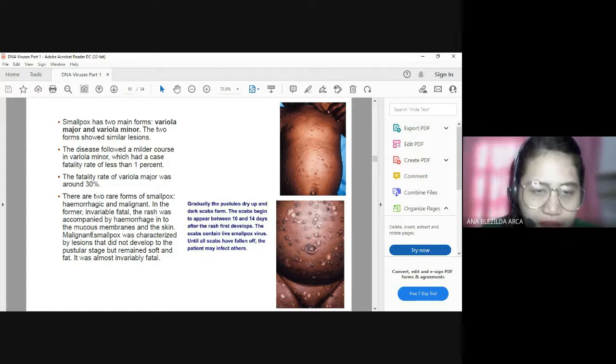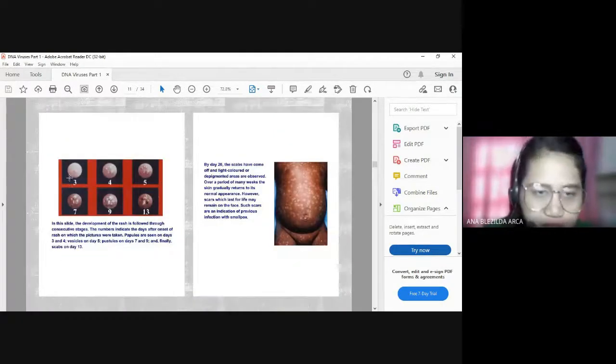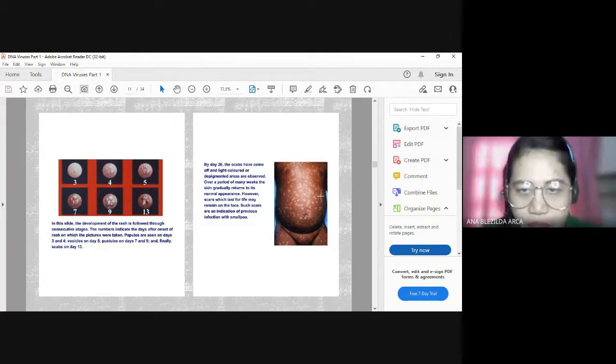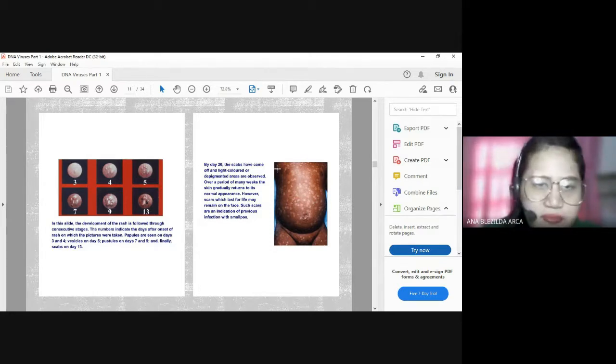The malignant smallpox naman, this was characterized by lesions that did not develop to the pustular stage but remained soft and flat. It was almost invariably fatal. So yun yung kanilang difference. Kapag may bloody, hemorrhagic type. Kapag walang blood, soft lesions lang, malignant smallpox. So, this is what it looks like. Ito yung mga itsura niya, kung paano nagde-develop yung mga pustules. So, just take a look at that. Ito, kapag wala ng mga scab, di ba, nag-fall off na, may mga puti-puti na lang. O, yan ang tawag dyan. So, hindi ka na infectious.